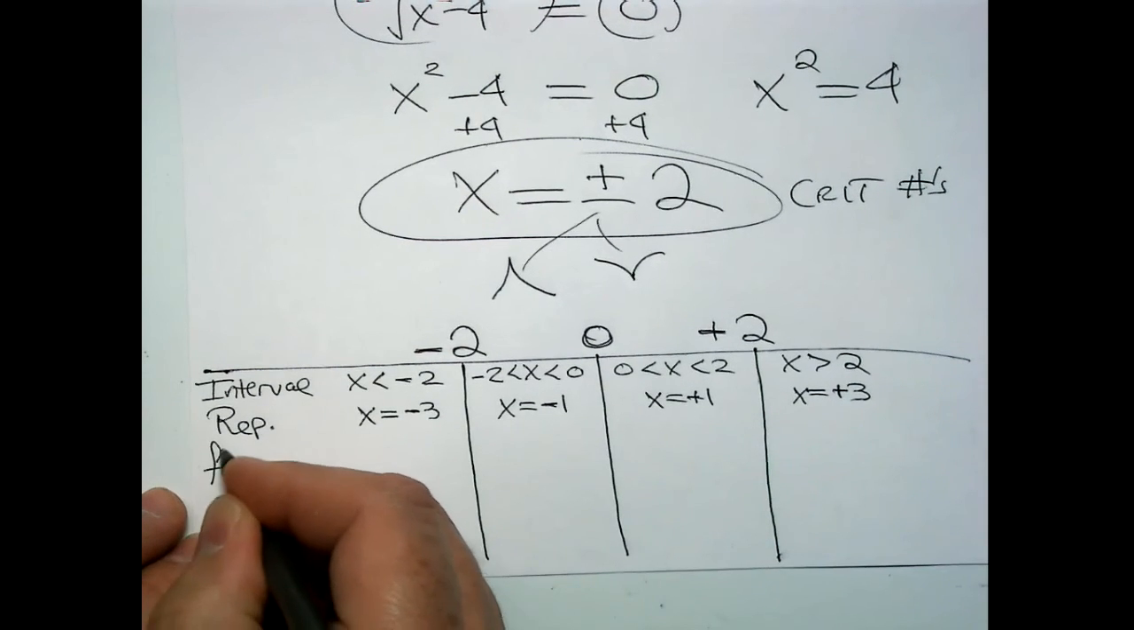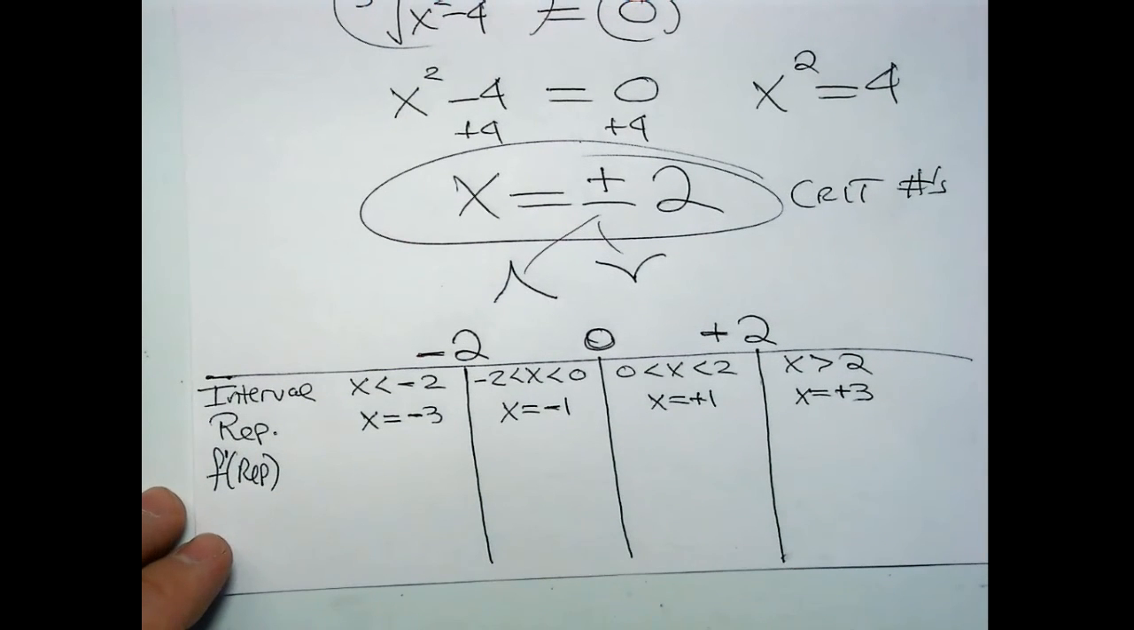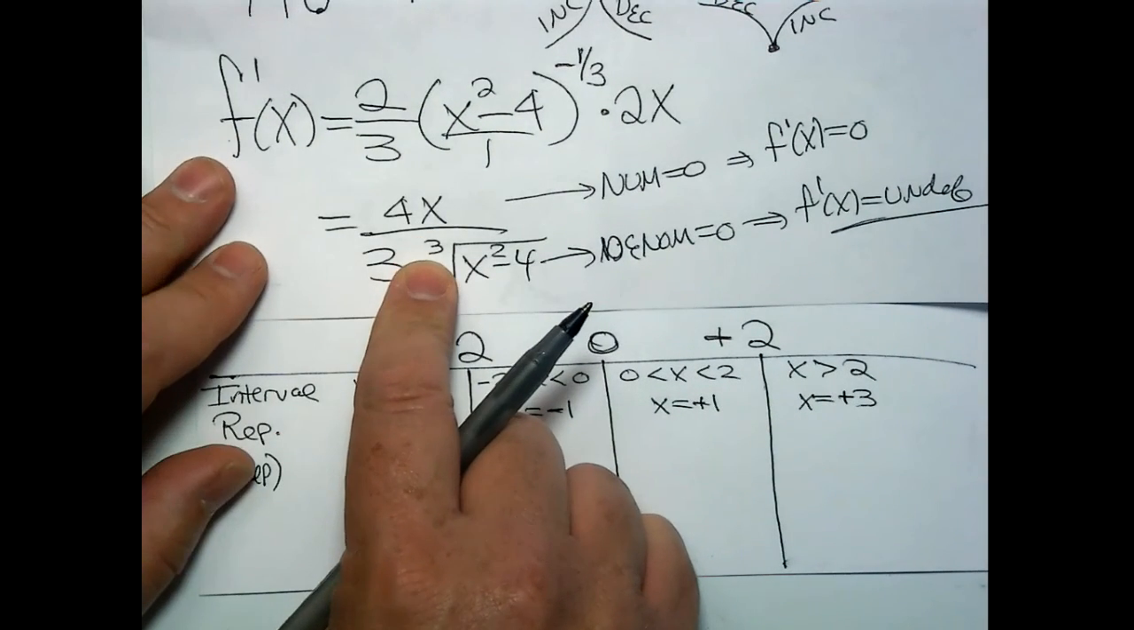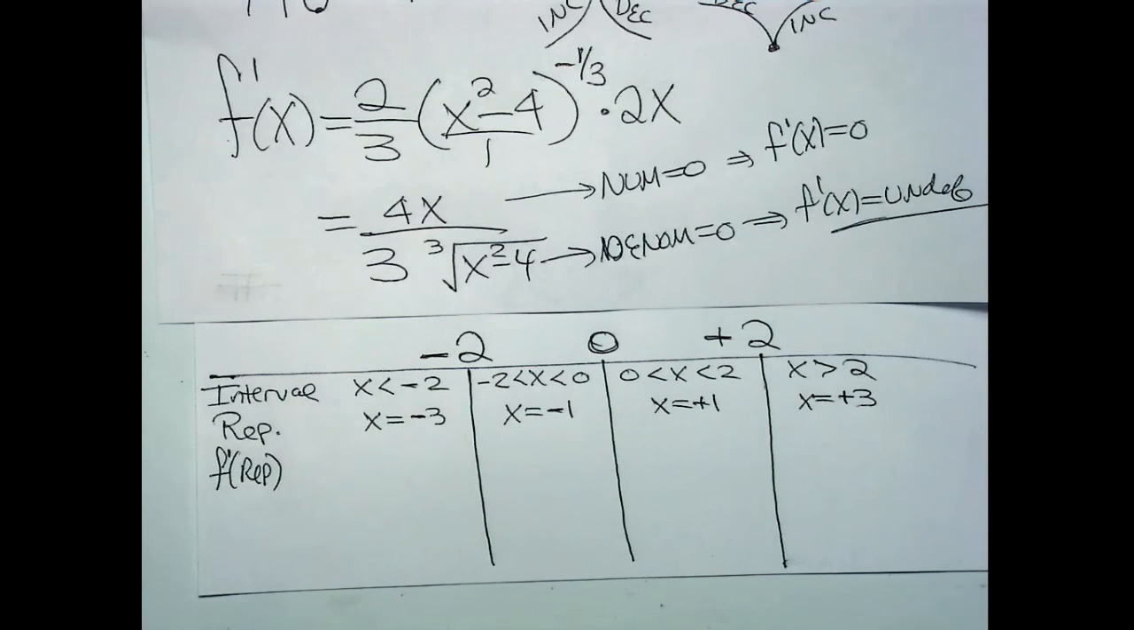Next thing, f prime at your representative. You're sampling the increasing, decreasing within that interval. Now, in order to do that, I think we need f prime back to help us out. So f prime is right up here. So let's sample. Negative 3 goes in, and what are we going to get?